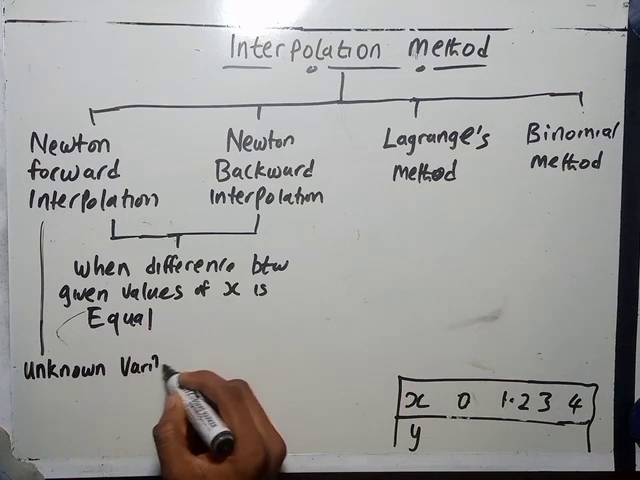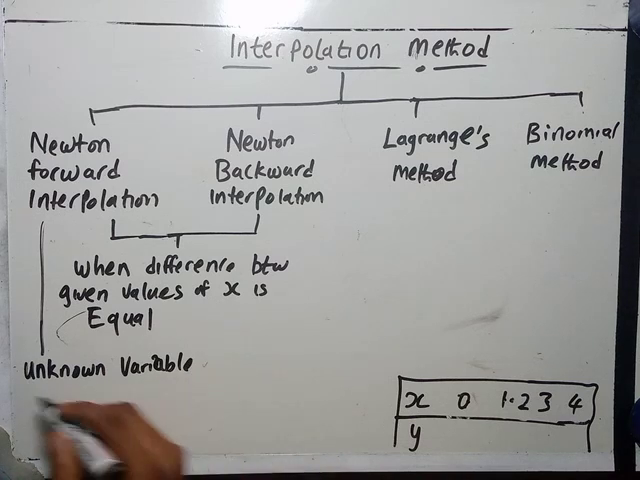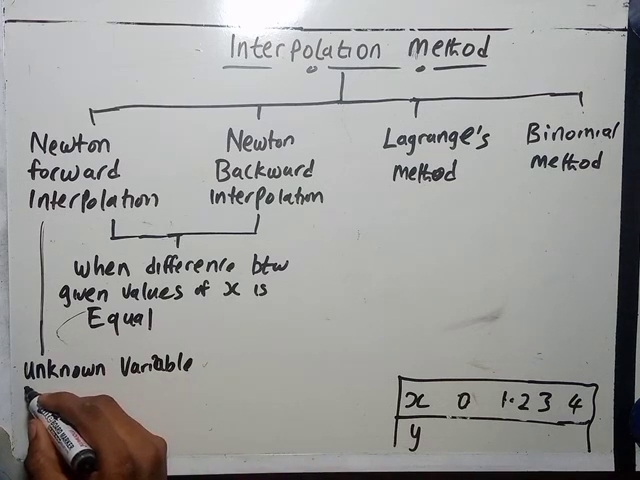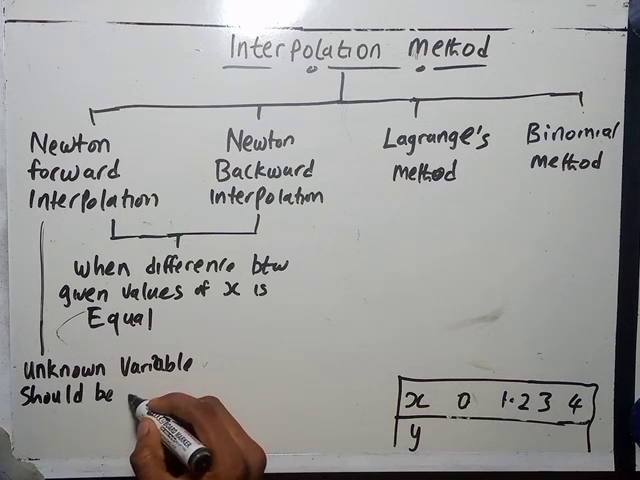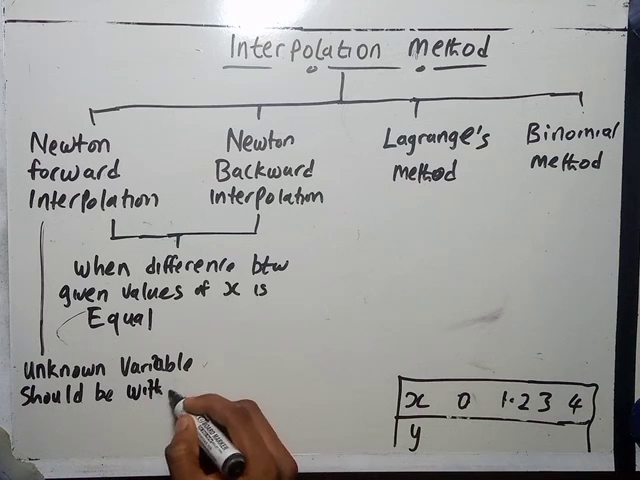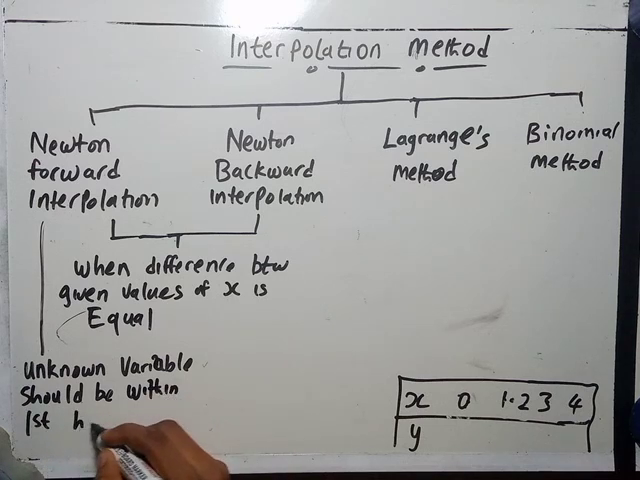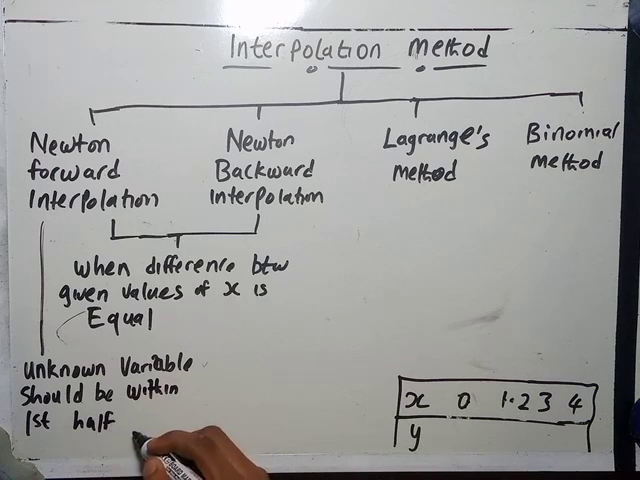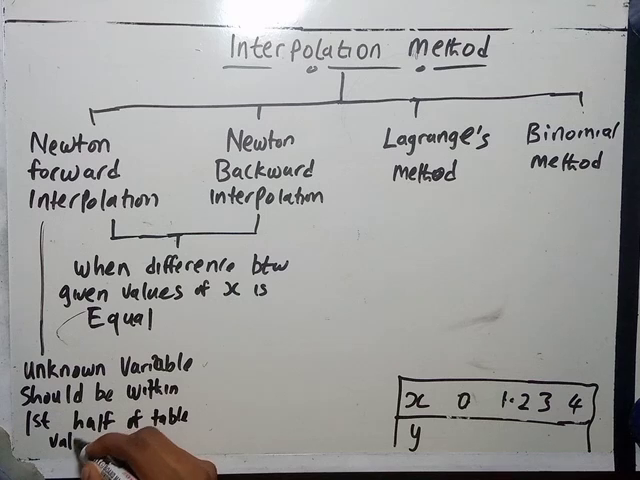So for this method, the unknown variable should be within the first half of the table values.